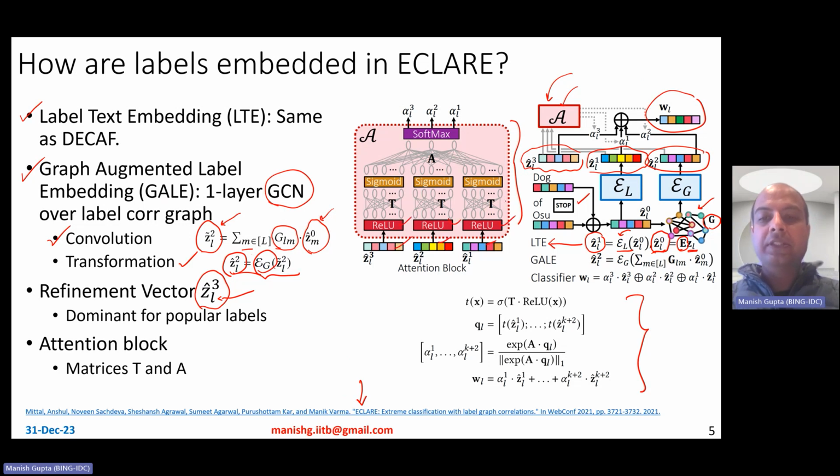So you pass them through ReLUs and apply a transformation T on top of them. After that you apply a sigmoid, that gives you your T of X. So you basically get T of ZL1, T of ZL2, T of ZL3. Forget about the K here, K is just one. So you get T of ZL1, ZL2, and ZL3.